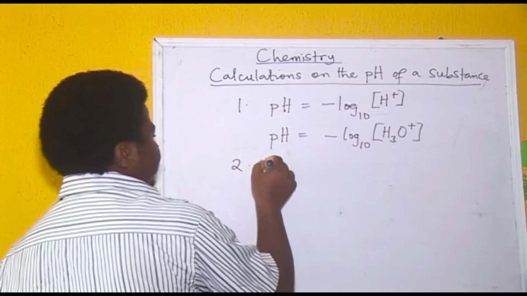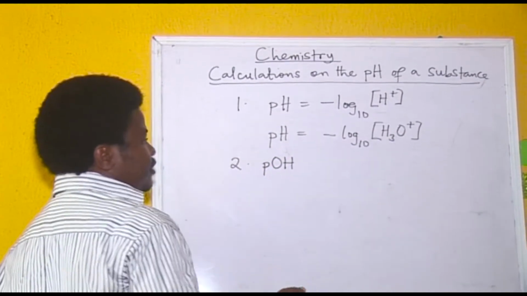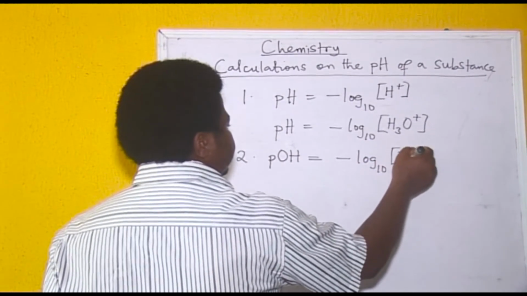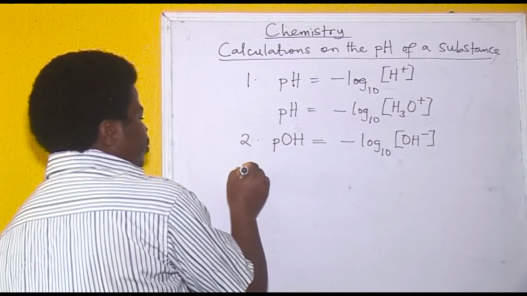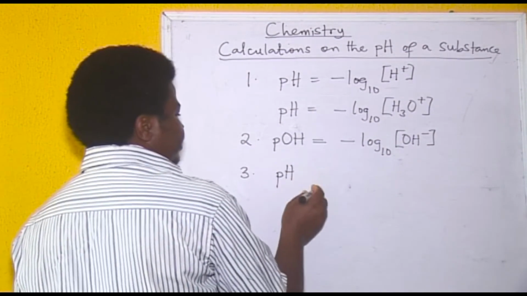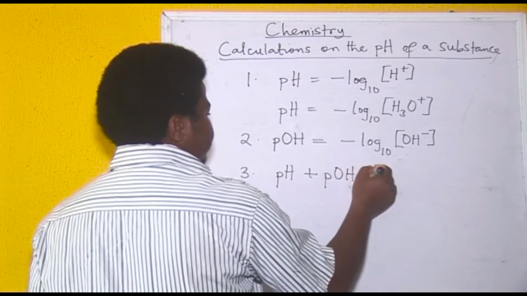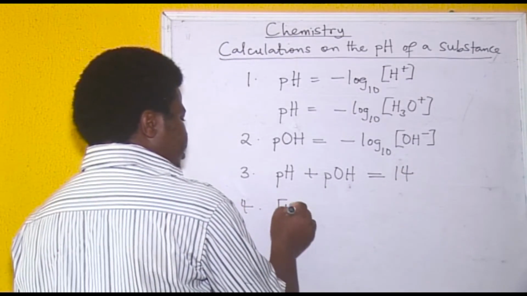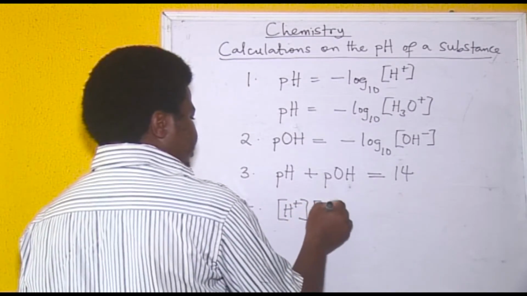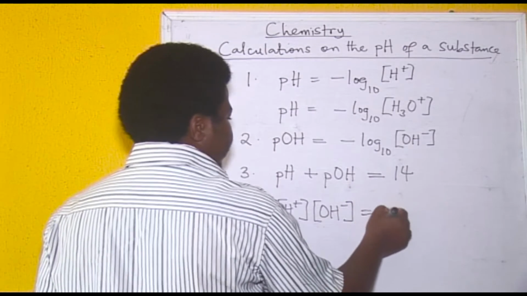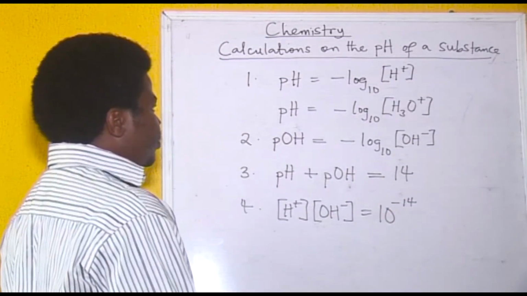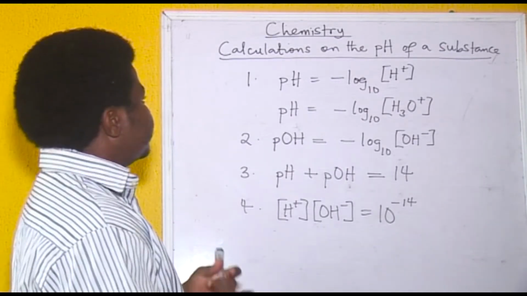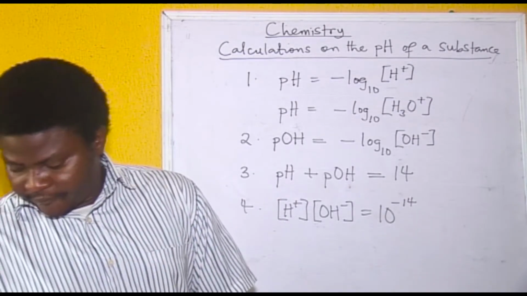Secondly, we can also calculate the pOH, the power of hydroxide, and it is minus logarithm to base 10 of the hydroxyl ion concentration. Then we also have that the pH of a substance plus the pOH of that substance is equal to 14. Lastly, the hydrogen ion concentration multiplied by the hydroxyl ion concentration is equal to 10 raised to power minus 14. With these four equations, you should be able to solve any simple question touching on calculation of the pH of a substance.